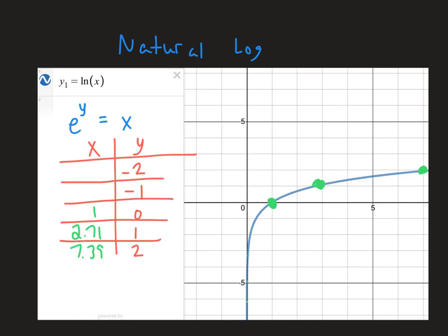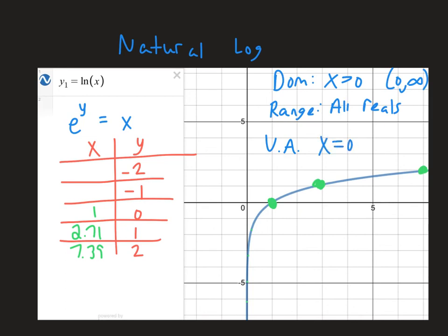So its domain is not all real numbers. Its domain is all x greater than 0, or 0 to infinity in interval notation. It's the range on this one that is all real numbers, because again, it's the inverse of the previous, so the domain and range have been switched. This one does have a vertical asymptote at x equals 0, basically the y-axis. You can see right here. So that's a vertical asymptote.